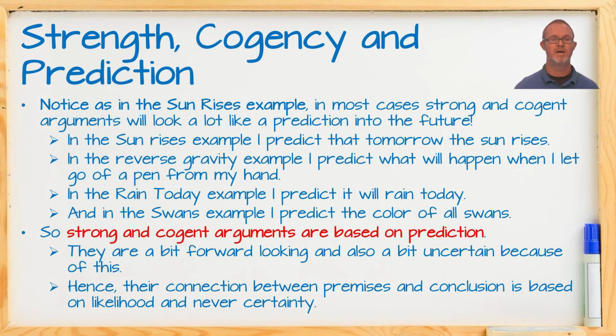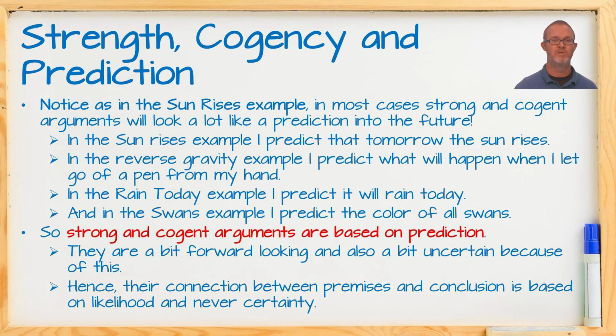And then lastly, in the rain today example, we have a prediction about whether or not it's going to rain today. And then, of course, in the final example, the swans example, we have a prediction about the color of every swan there is, namely that they're all white. So usually, in fact, I think always with strong and cogent arguments, you have a kind of prediction element between the premise and conclusion of the argument.